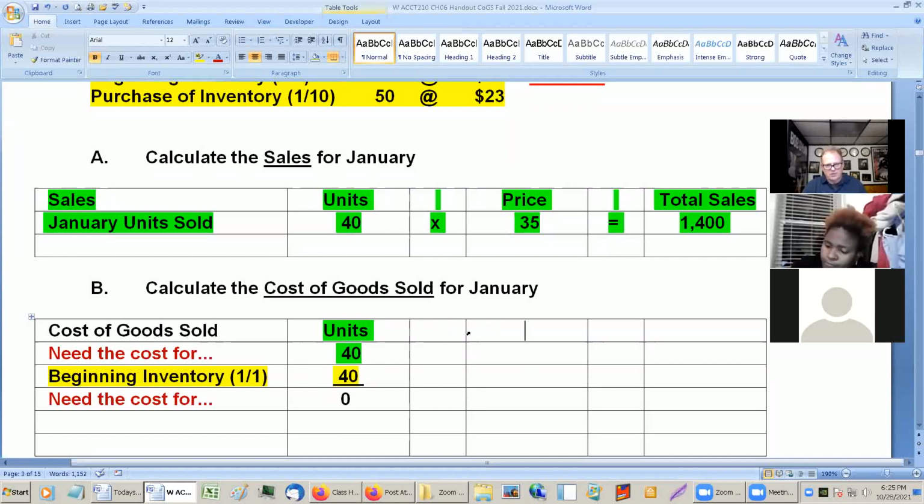Okay, so the cost was 20. 3 times 20 is 800? 800, yeah. So these are the cost. And so this is the total cost.